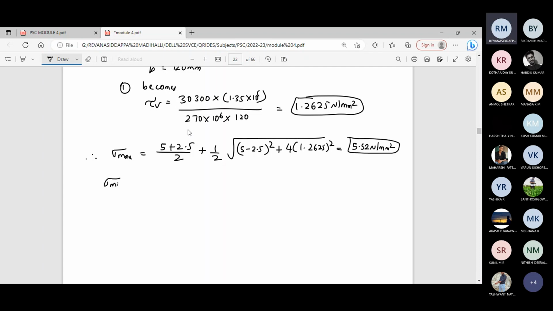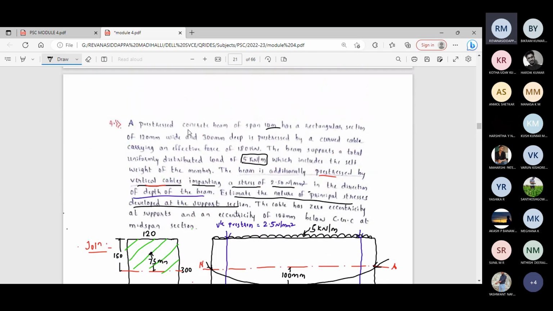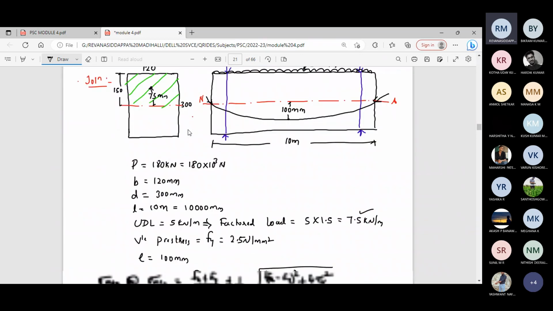Similarly, sigma minimum is equal to 5 plus 2.5 whole divided by 2, and this sign will change here, minus half of root of 5 minus 2.5 whole square plus 4 into 1.2625 whole square. The answer is 1.97 Newton per mm square. So we have calculated the principal stresses which is required for this problem.